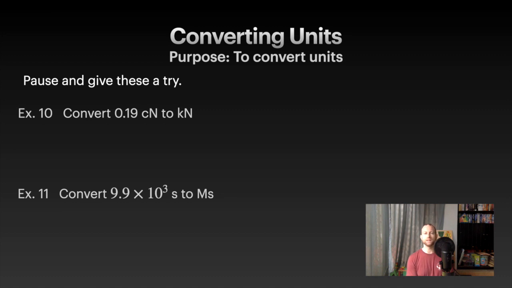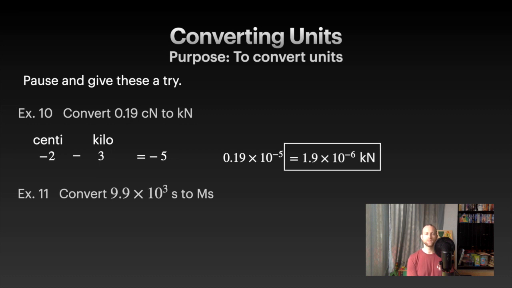Let's take a look and see how you did. Again, we're converting from centi into kilo. So this is our case here. Our power of 10 is going to be -5. We take our original value times 10 to the -5. Again, don't forget, we need to convert this into proper scientific notation, and we need the units. So there's the answer for this one.